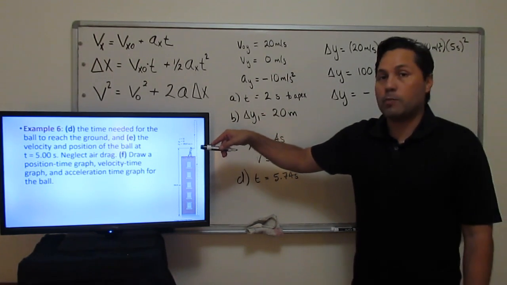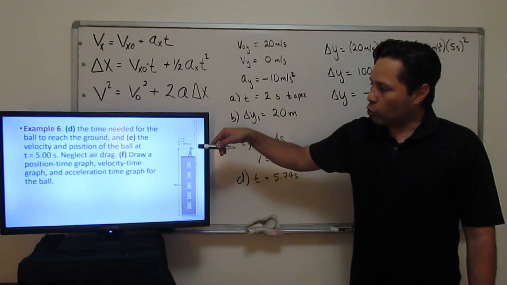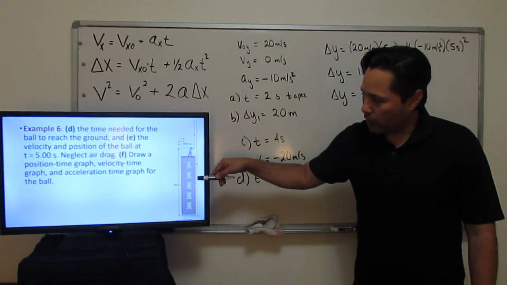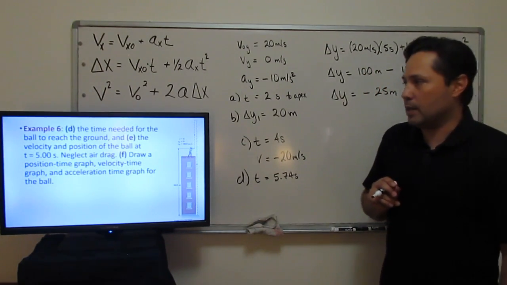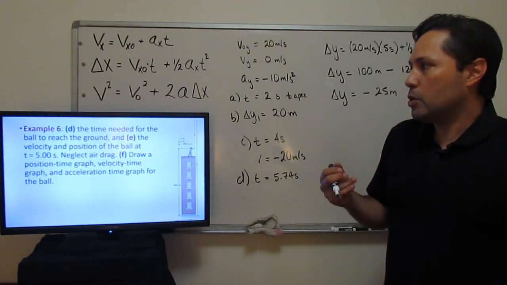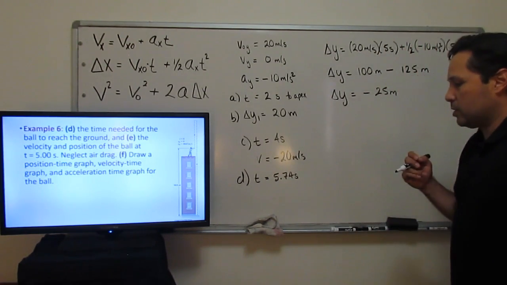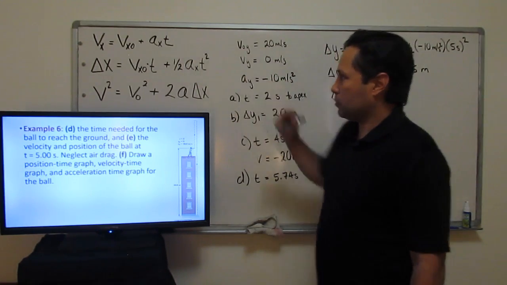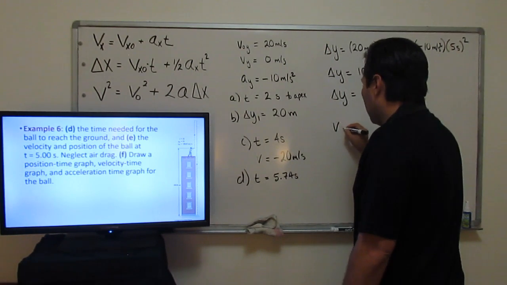Remember that where the object was released, we said that's the origin, so it is at 0. So negative 25 means that that object at 5 seconds is about halfway down the building. So that will be more or less where it is. They also asked us to find not just the position but the velocity. How fast is this object traveling? So we're going to go ahead and use the top formula.